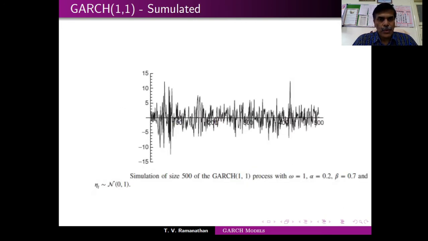The kurtosis is more. Now, if you see this, you see that this is a simulated series, and this is simulated with this omega standing for alpha naught, and this is for alpha 1, and this is beta 1, and normal distribution is taken. You can see that this volatility is happening over here in this particular case.